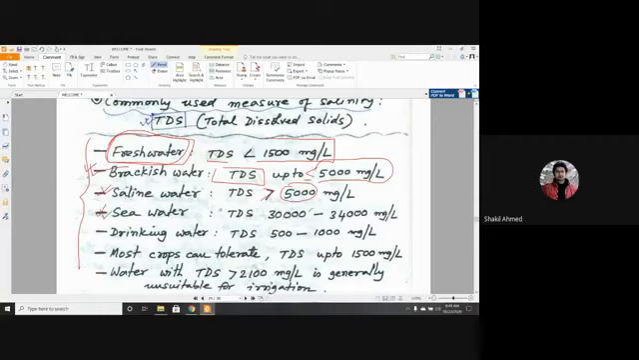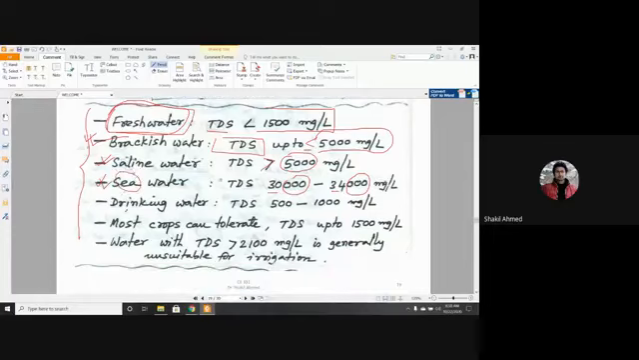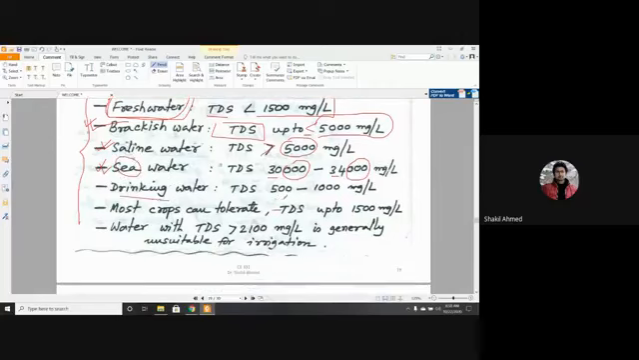When the salinity is 30,000 to 34,000, we call it sea water. Drinking water ranges from 500 to 1,000. And seawater has salinity how many times that of drinking water? This is 1,000, this is 30,000. So 30 times the salinity. Can you drink it? No, sir. This is severe.